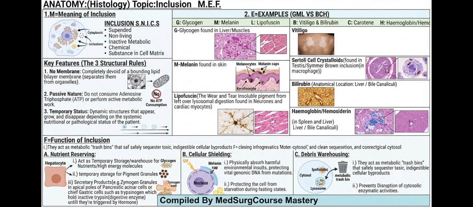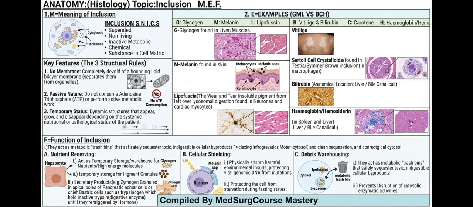Inclusion is one of the topics of histology. Histology is one of the courses in anatomy. Anatomy alone is the bulkiest in the preclinical days of a medical student. So we are looking at inclusion in three different ways: MEF, or FEM. What does that mean? Meaning, example, and function.